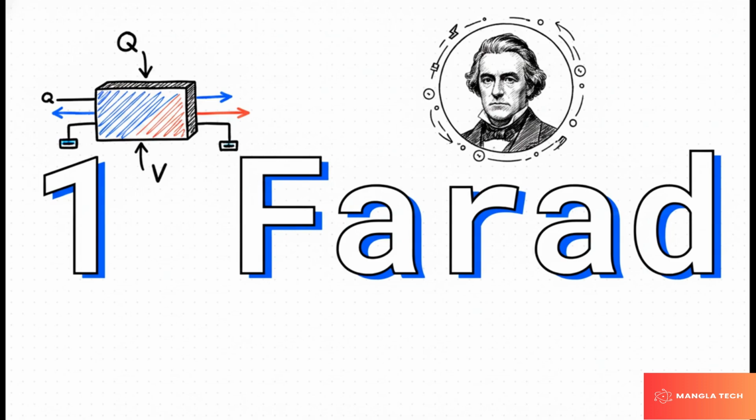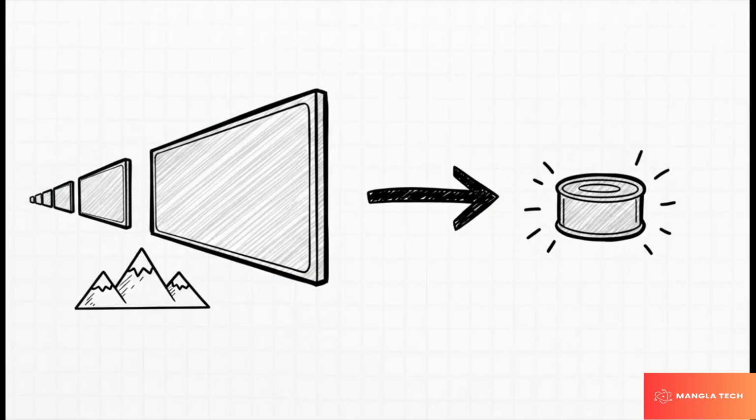By definition, a capacitor has a capacitance of exactly 1 farad if it can store 1 coulomb of charge when 1 volt of potential difference is applied across its plates. But here is a truly fascinating fact to put that into perspective.